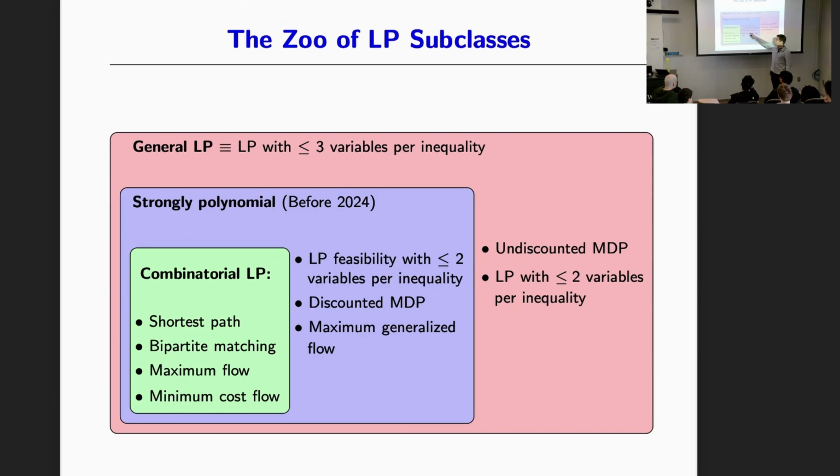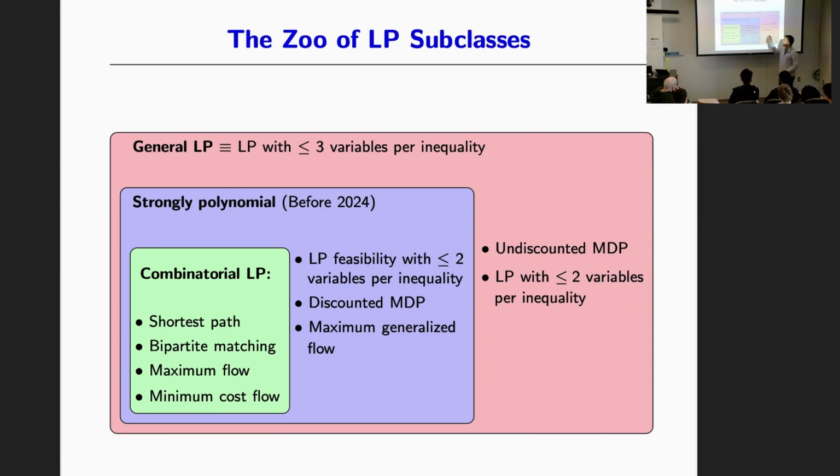There's also this class called discounted MDP. MDP stands for Markov decision process. They can be formulated as an LP, and we also have strongly polynomial algorithms for them. So this is roughly the state of the art of strongly polynomial computability before 2024.